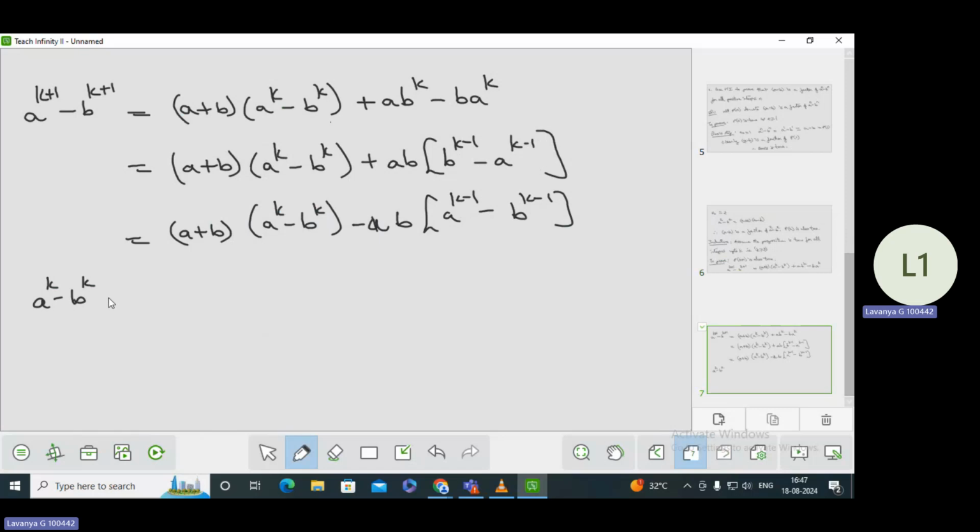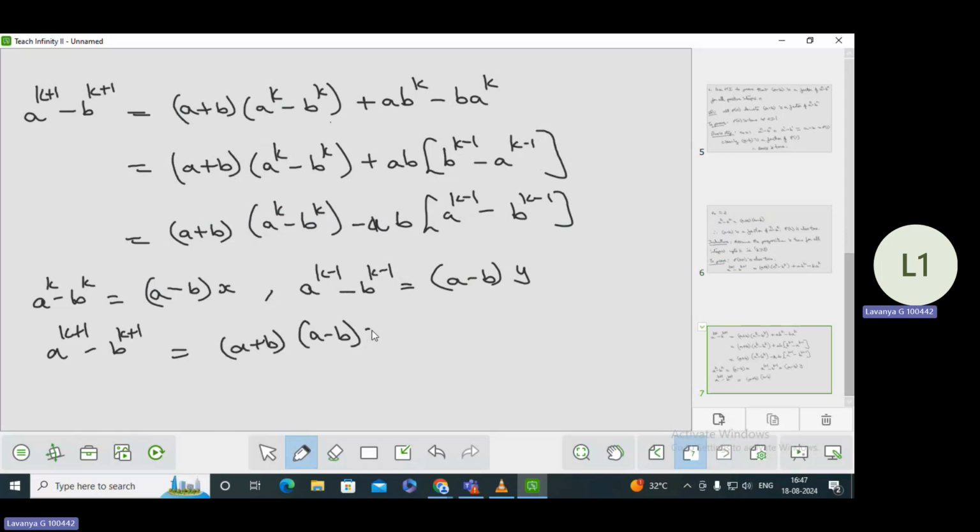a^k - b^k can be written as what? (a - b) into some value. So I can say something like (a - b) into some x. Similarly, a^(k-1) - b^(k-1) could also be written as (a - b) into some value y. Therefore, a^(k+1) - b^(k+1) will be equal to (a + b)(a - b)x - ab(a - b)y. So (a - b) is a common term: (a - b)[x(a + b) - aby].